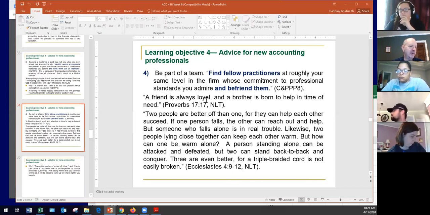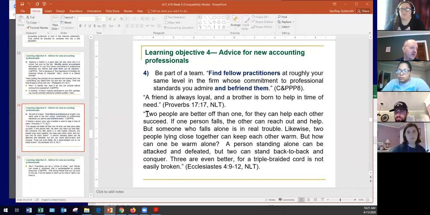Be part of a team. Find fellow practitioners at roughly your same level in the firm whose commitment to professional standards you admire and befriend them. A friend is always loyal, and a brother is born to help in time of need. Proverbs 17:17.